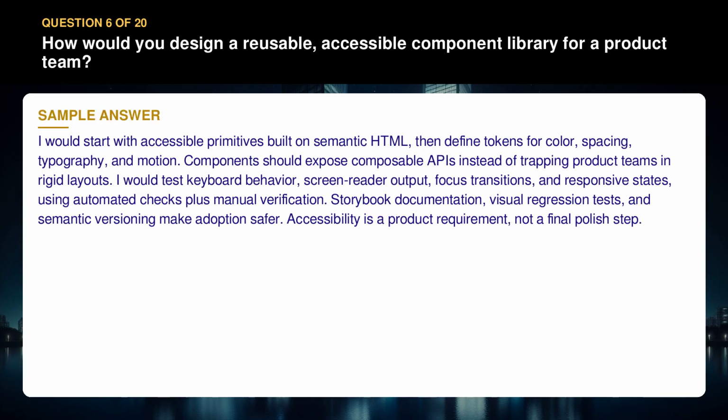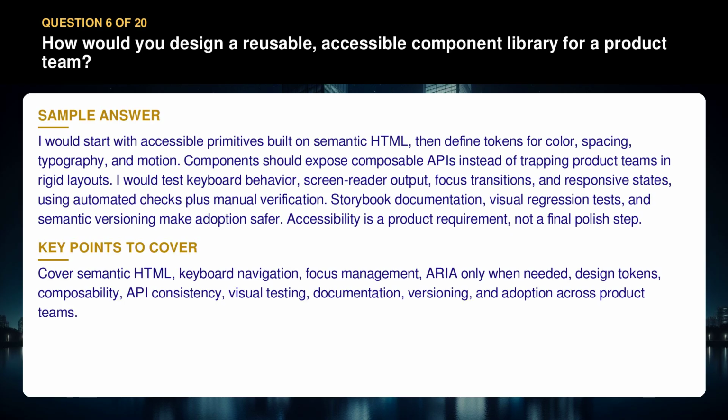I would start with accessible primitives built on semantic HTML, then define tokens for color, spacing, typography, and motion. Components should expose composable APIs instead of trapping product teams in rigid layouts. I would test keyboard behavior, screen reader output, focus transitions, and responsive states, using automated checks plus manual verification. Storybook documentation, visual regression tests, and semantic versioning make adoption safer. Accessibility is a product requirement, not a final polish step.